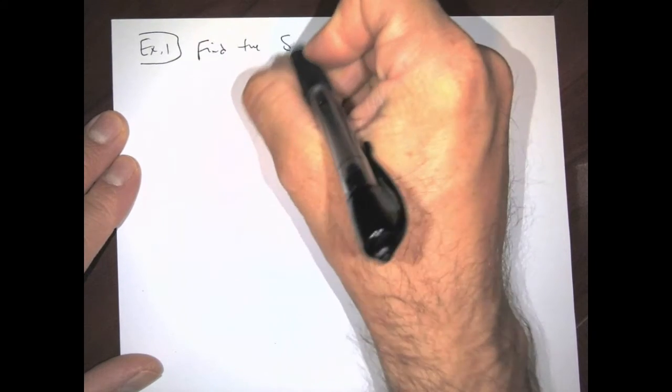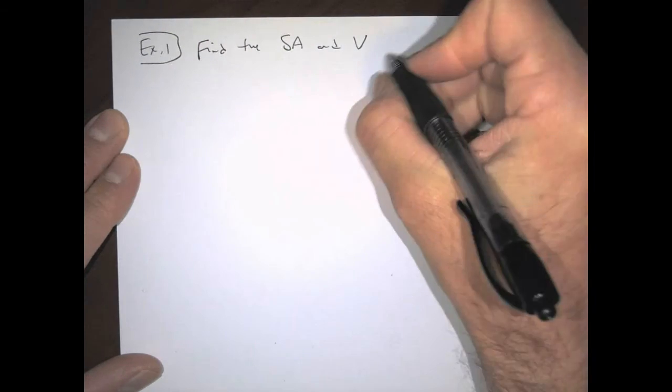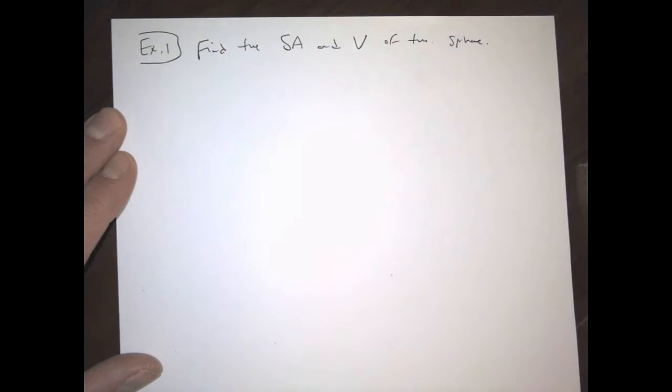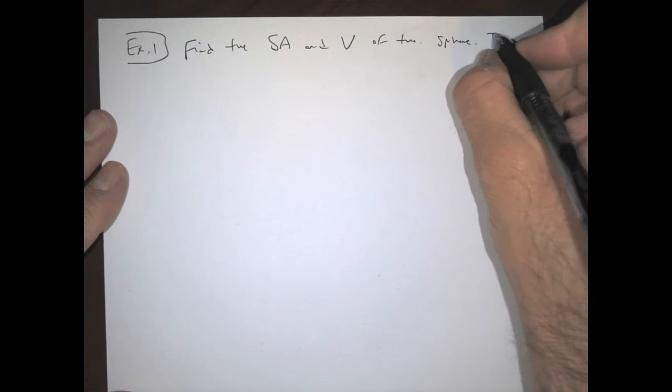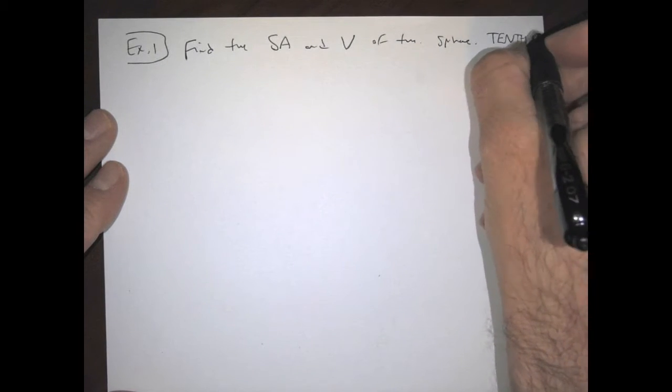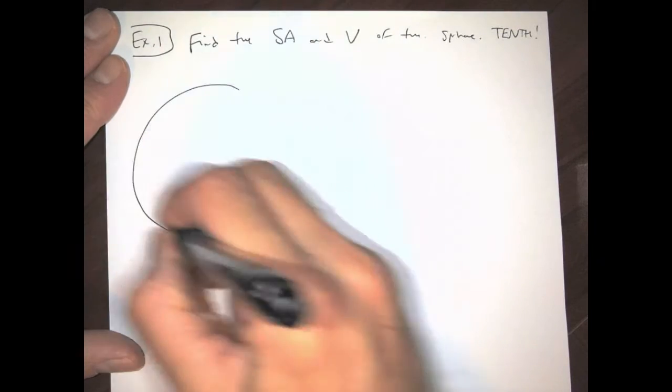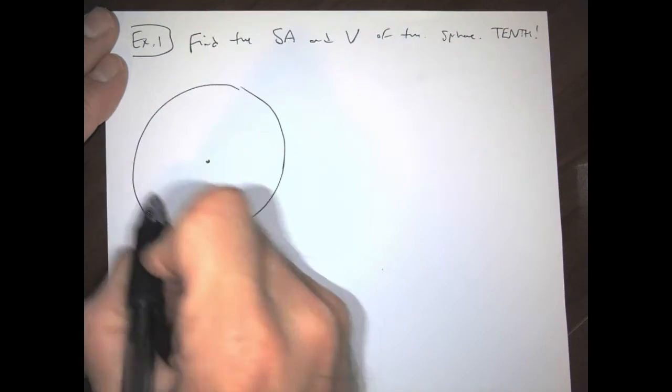I'd like you to find the surface area and the volume of the sphere. And let's have you round your answers to the nearest tenth. You know, I think the book is going to talk about that as well. Round your answers to the nearest tenth. Alright. Try your sphere.